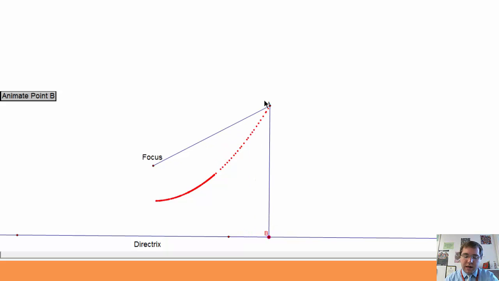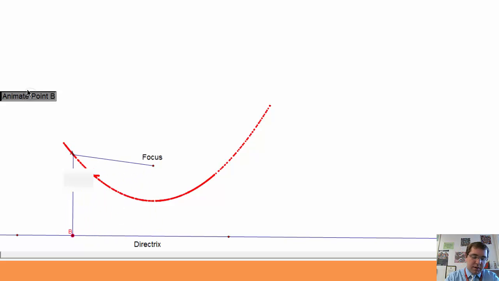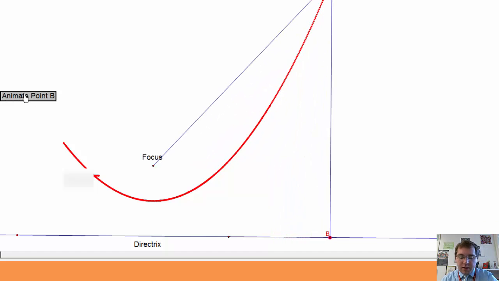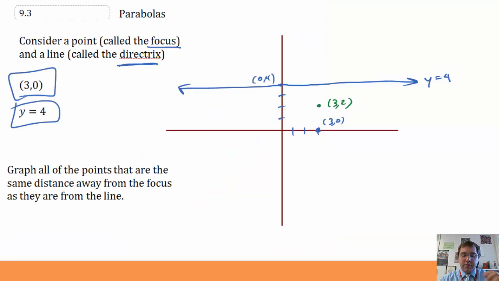You can go up here. The distance from A to B is the same as the distance from A to the focus. I can go over here. The distance from A to B is the same as the distance from A to the focus. All of these places, the distance from A to B is the same as the distance from A to the focus. So watch what happens if I click Animate. It traces all along there. And what shape forms? Well, it's exactly a parabolic curve, where every point on that graph is the same distance to the focus as it is to that line. Pretty cool.